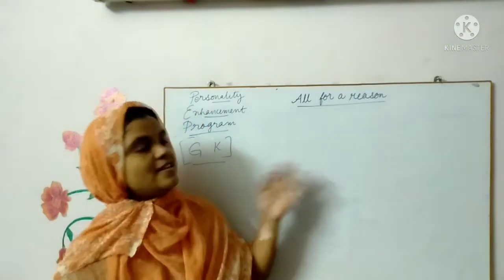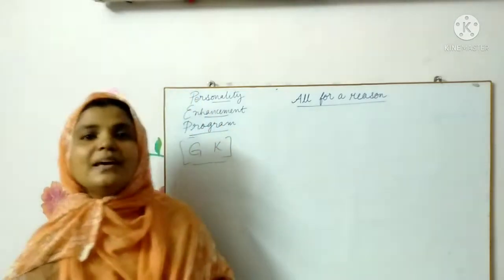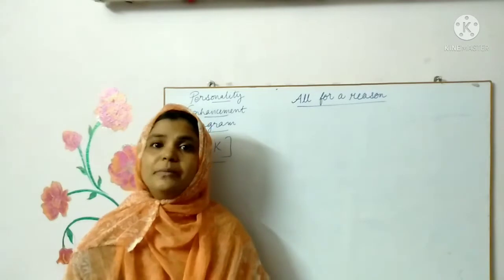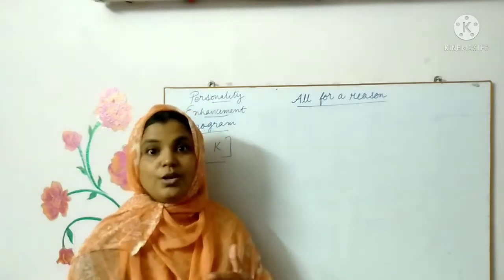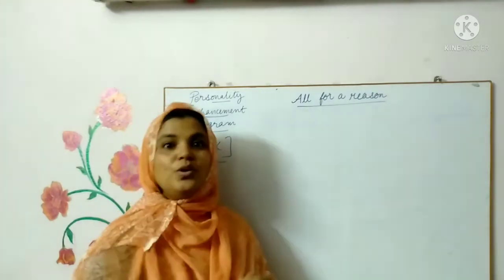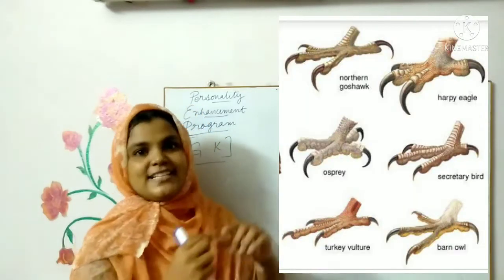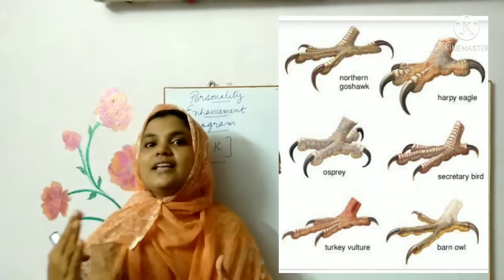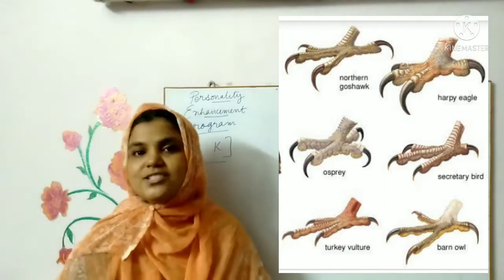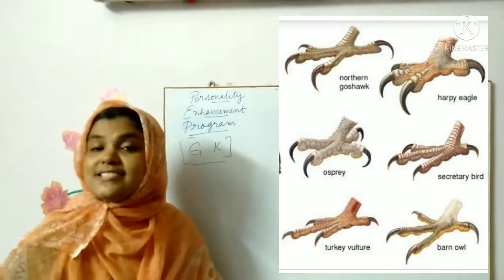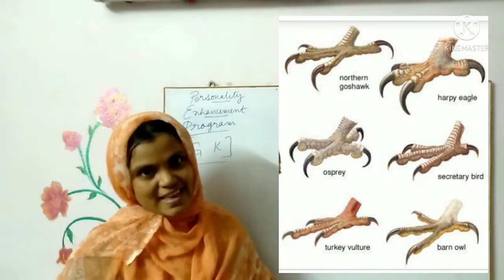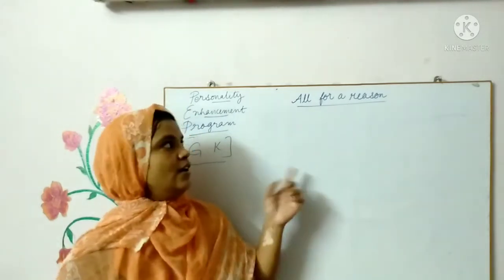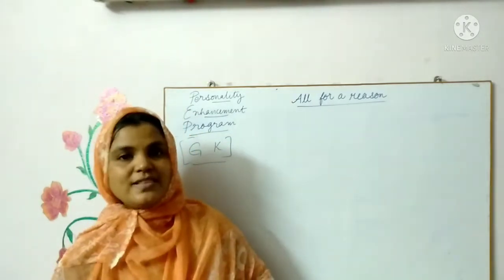So in today's lesson, all for a reason, we will be learning mainly about the claws and the beaks. We'll be learning which kind of bird, for example, uses its beak for chiseling. The woodpecker has a distinct beak, a very sharp and strong beak. In that way, every bird has got its own distinct features. In our chapter, we will be learning about these distinctive features which birds possess. In order to know more about them, please do complete the exercise in chapter 2, all for a reason.